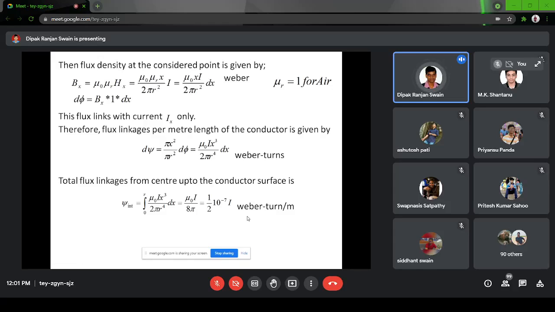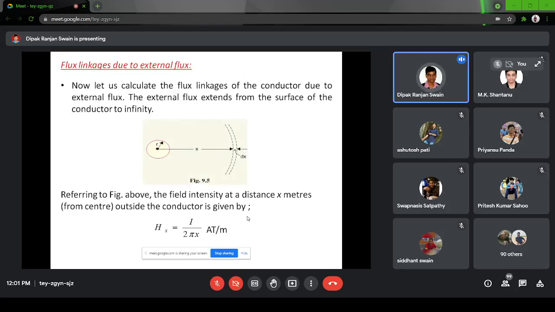So this is how you will be calculating the internal flux linkage. Now let us go to the external value of flux linkage. External means at a point which is outside the conductor. So now let us calculate the flux linkage due to the external flux.